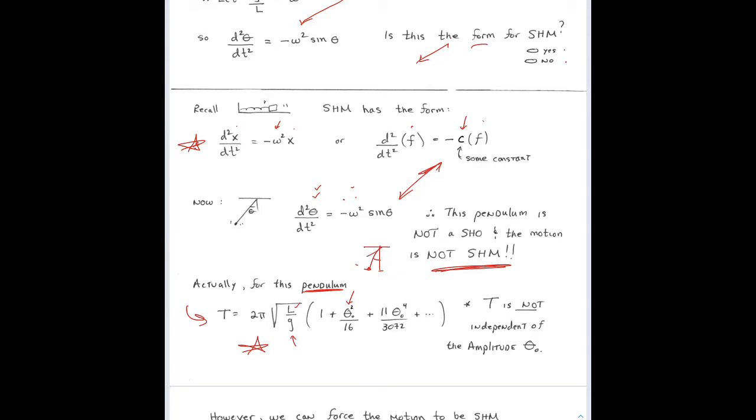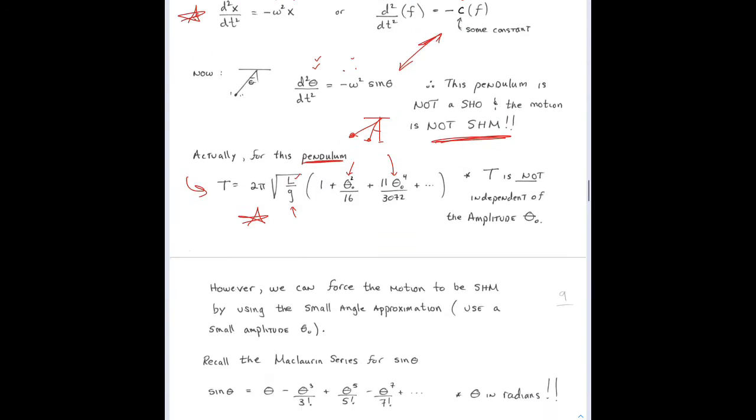But if I double the angle, if I change theta, the period changes. So the period is not independent of the amplitude, which means this is not simple harmonic motion. But we want to look at simple harmonic oscillators, because we know how to deal with them.